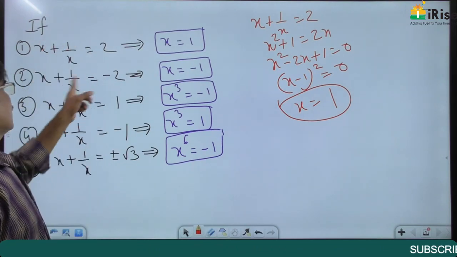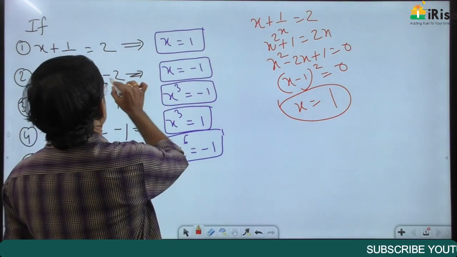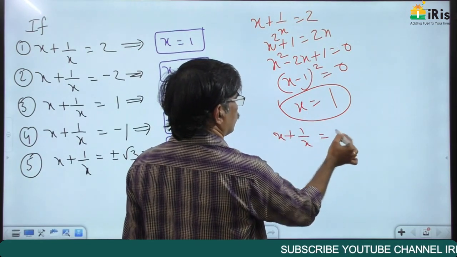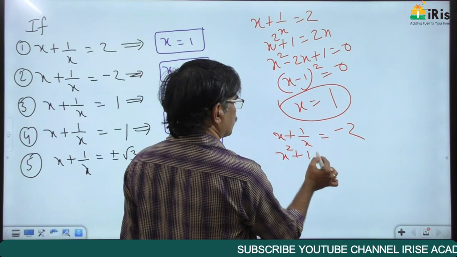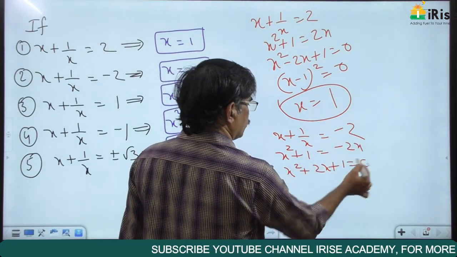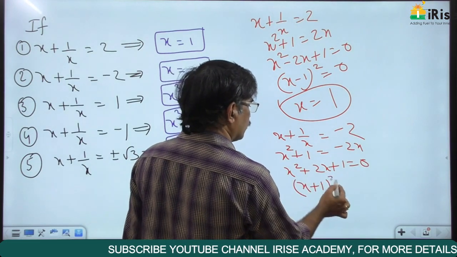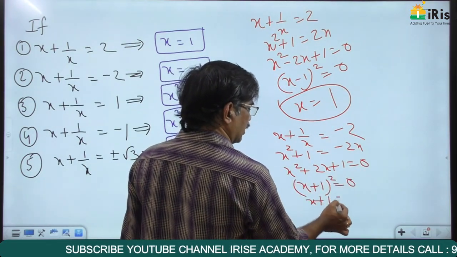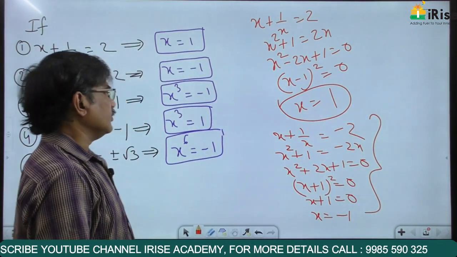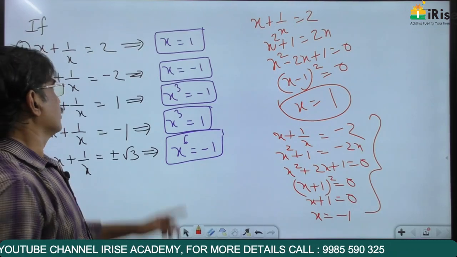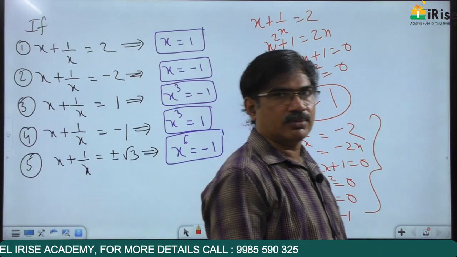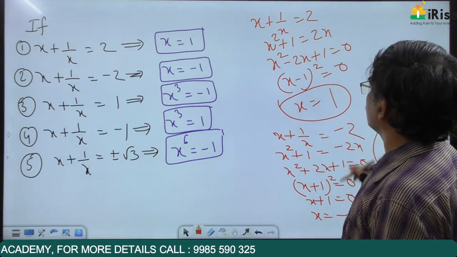Okay, the second one is also the same. In the place of plus 2 we have minus 2. That is x plus 1 by x is equal to minus 2. x square plus 1 is minus 2x. x square plus 2x plus 1 is equal to 0. x plus 1 whole square is equal to 0. So x plus 1 is equal to 0, x is equal to minus 1. Very simple concepts. So if x plus 1 by x is 2, x is equal to 1. If x plus 1 by x is equal to minus 2, then x is equal to minus 1.